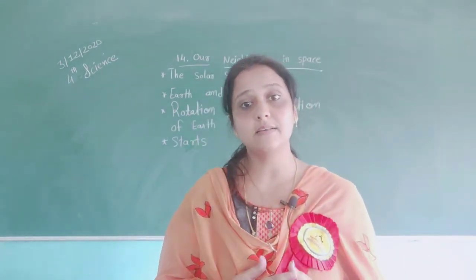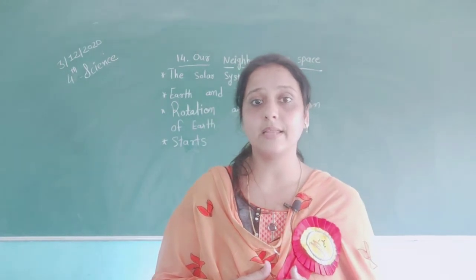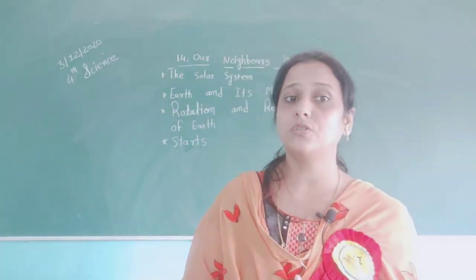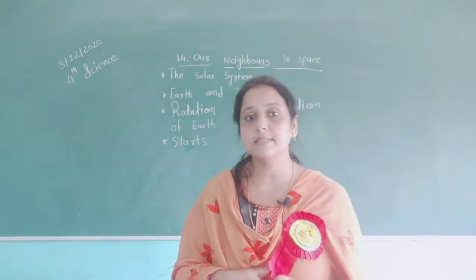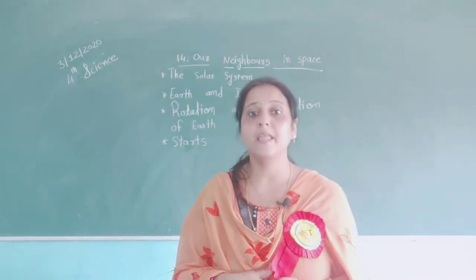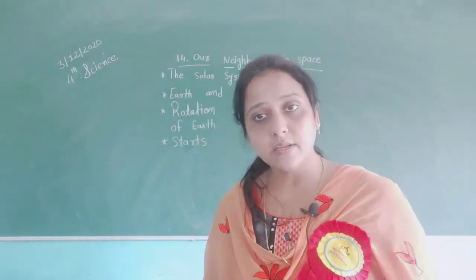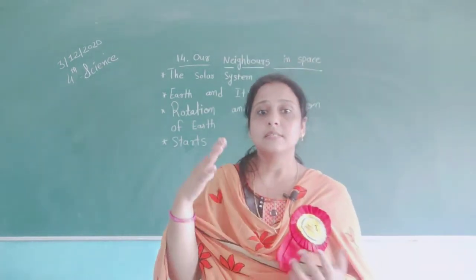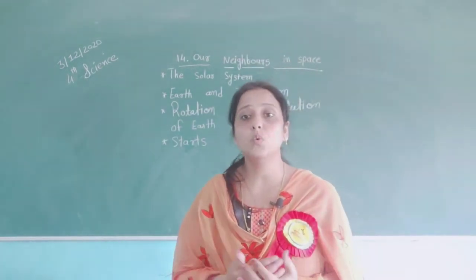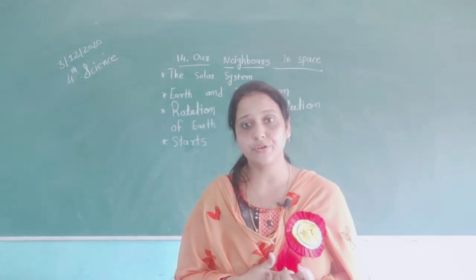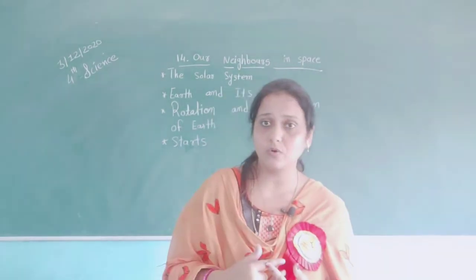The equator is another imaginary line around the earth which is at equal distance from both the poles. It divides the earth into two equal parts, the northern hemisphere and the southern hemisphere. There are two types of movement of the earth, rotation and revolution.